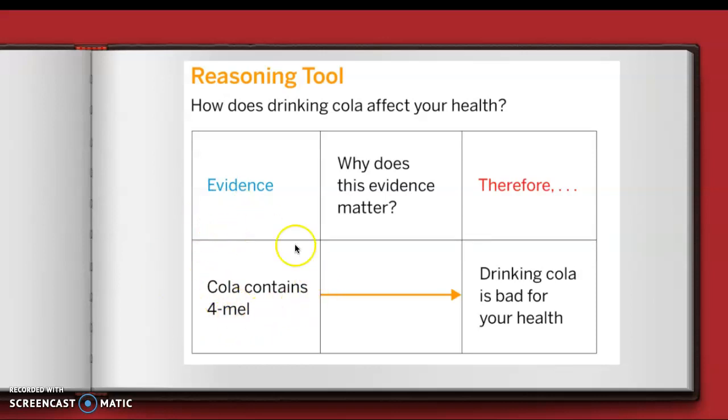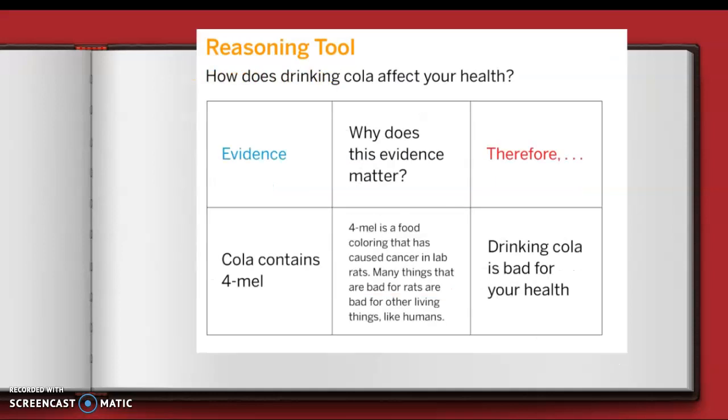Say you put your evidence here: cola contains formol. That was a piece of evidence that we just talked about. The important part of today's lesson is figuring out this, why does that evidence matter? And then the therefore really is essentially just restating the claim. The claim that we were looking at in this example was drinking cola is bad for your health.